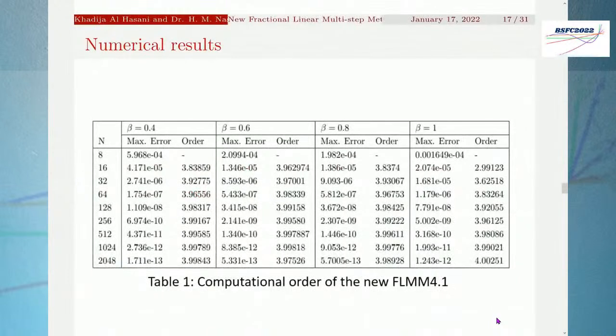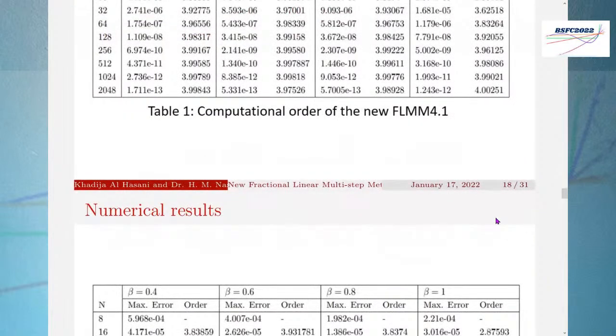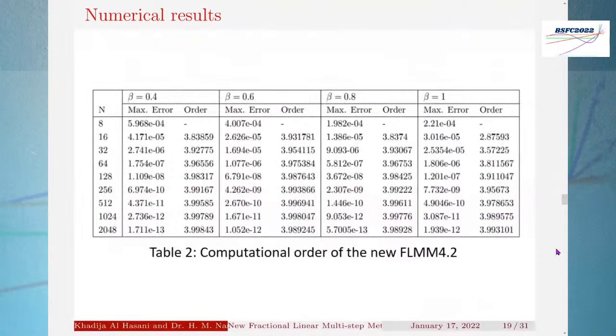Here is the computational order for the first new fractional linear multi-step method, and we can see we got the order for each beta value. And here is the other computational order for the second new fractional linear multi-step method, and we can see also for different values of beta we get order 4.